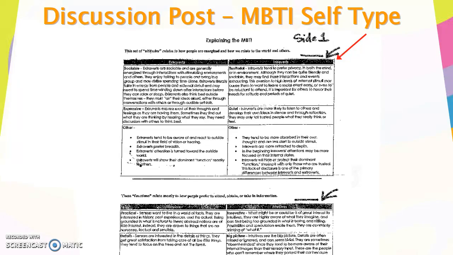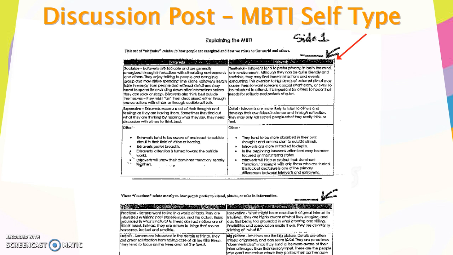The first category is related to extroverts and introverts. The second category is related to sensing and intuition. The third category is based on thinking and feeling. And the last category is based on judging and perceiving.